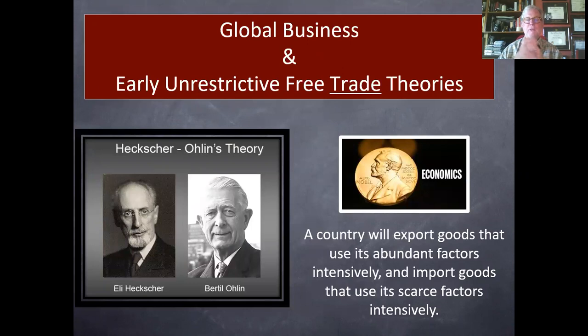One of the things that we talked about the last time was the Heckscher-Ohlin theory. Actually, it was by Ohlin, who was a Swede, and Heckscher was his teacher, and he professed that a country with export goods that use its abundant factors intensively and import goods that use its scarce factor intensively basically is doing the right thing. Well, he won the Nobel Prize for economics for this theory.